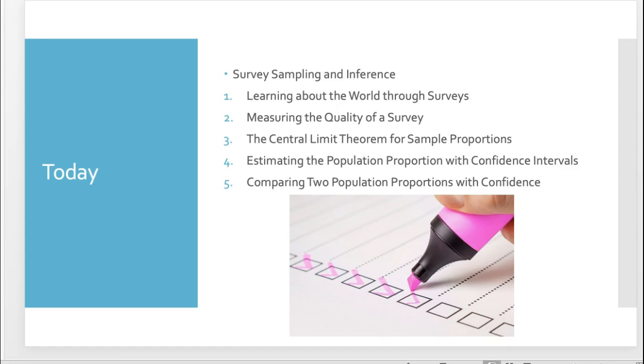Today we're going to begin chapter 7, which is survey sampling and inference. What we'll cover for today's video is the first section, which is learning about the world through surveys. And this is about how to ensure we collect good data. So we kind of revisit a maybe familiar topic, the controlled experiment.